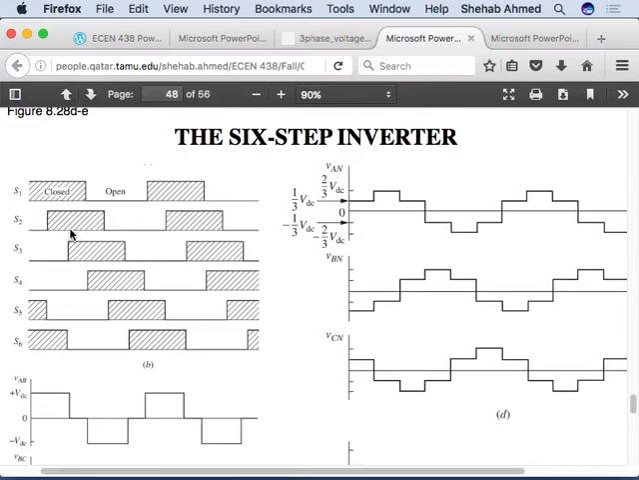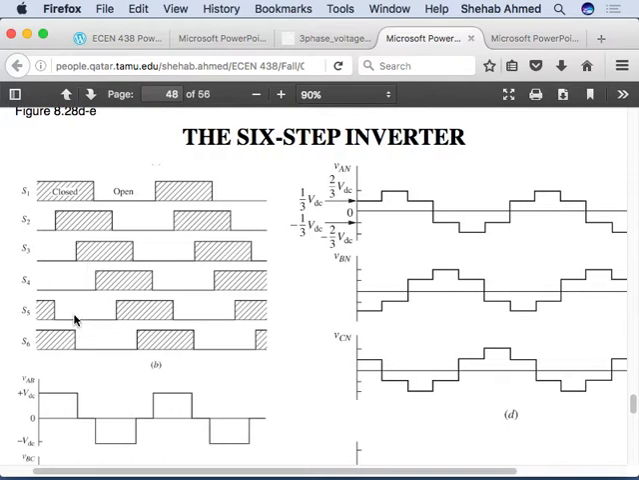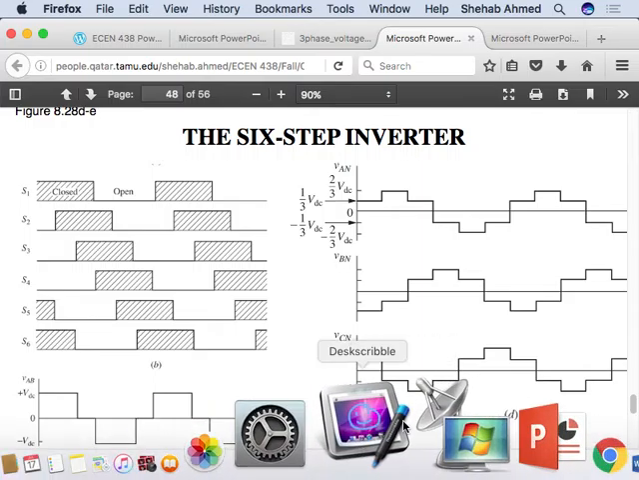In the 6-step operation, we said that we will operate each pulse for a certain period of time at 120 degrees. You keep each pulse on for 120 degrees, and you phase shift the pulses by 60 degrees. So let's see what happens. Let's look at this case here.